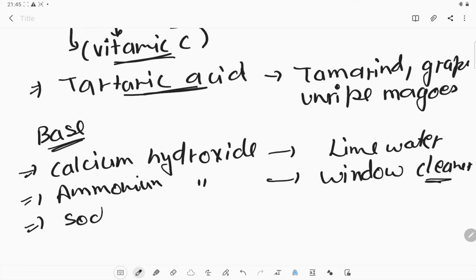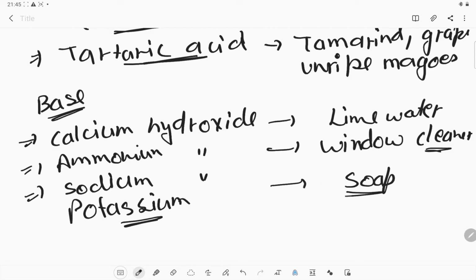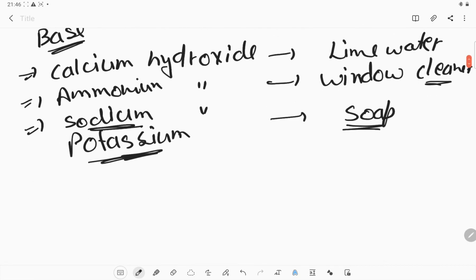What else? Like sodium hydroxide or potassium hydroxide. Both of them help us to make soap. That soapy feel comes from the soap because sodium hydroxide and potassium hydroxide are present in the soap, and these are basic in nature.